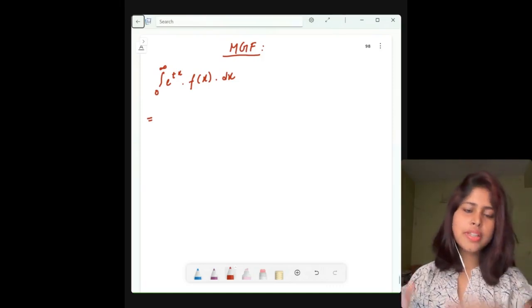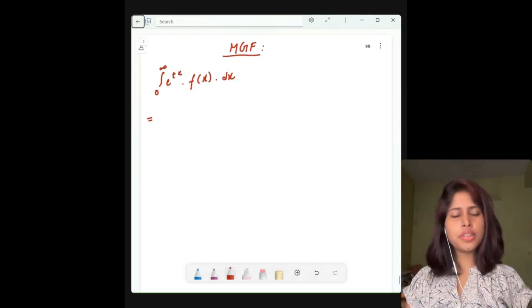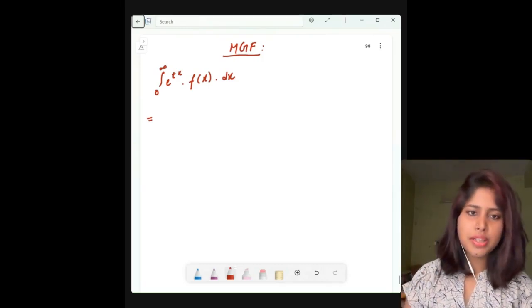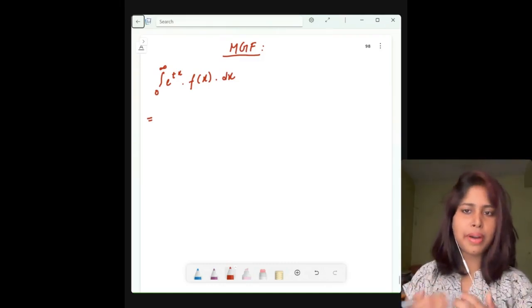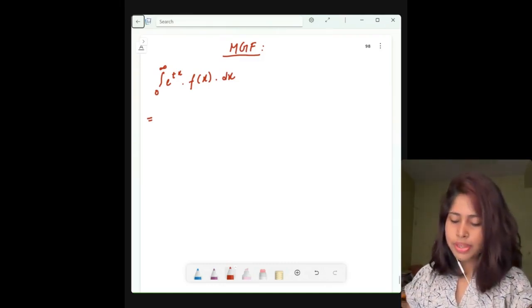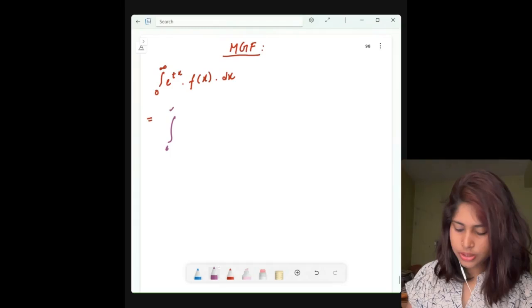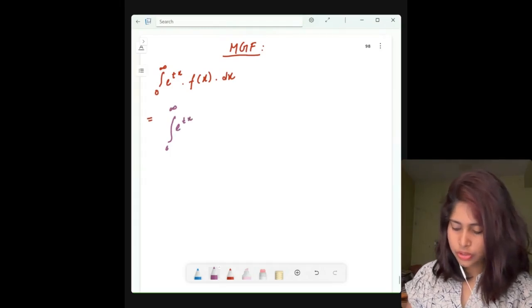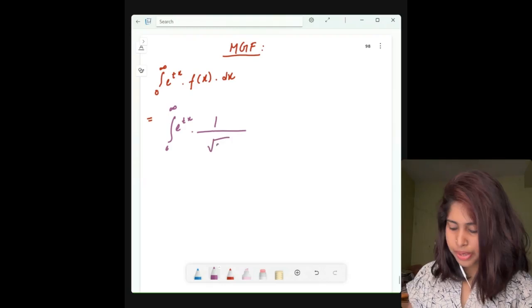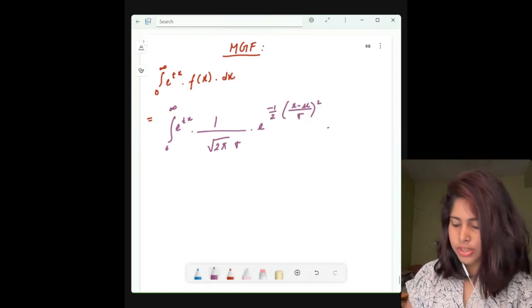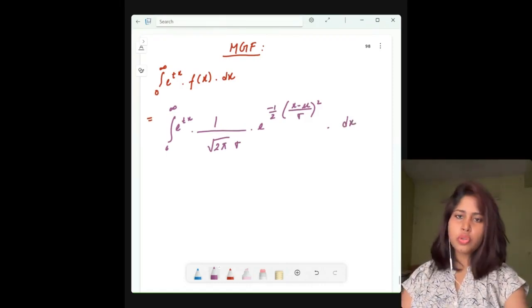Now, what is the f of x? F of x is the PDF, right? What was the PDF? 1 by root over 2 pi into sigma, into e to the power minus half of whole (x minus mu) by sigma whole squared. Okay, so let me write that down. What I'm saying is that, see, 0 to infinity e to the power tx into 1 by root over 2 pi sigma into e to the power minus half ((x minus mu) by sigma) whole squared dx. Okay, this is what we are going to deal with.